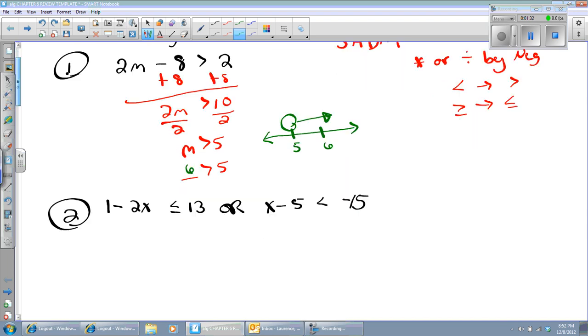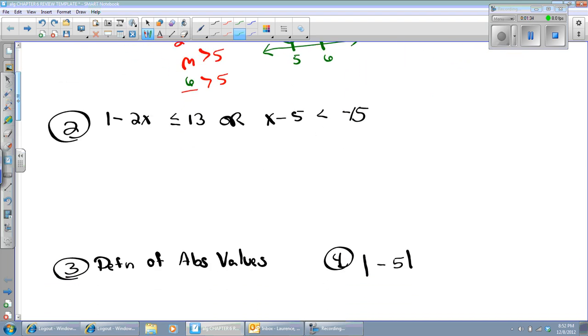All right. So here's a compound inequality. And remember, when I have ors, they tend to graph something like this. Okay, when I have ands, they're going to look like that. Of course, the points might be closed.